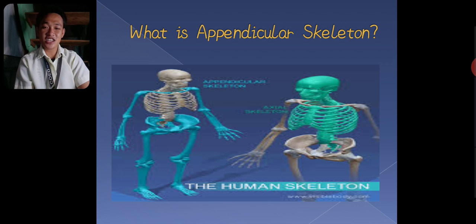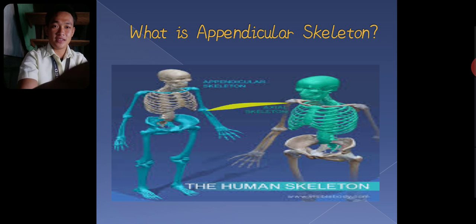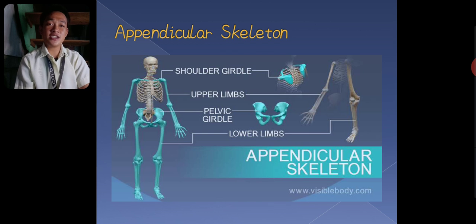So, kung sa kanina ay axial is form of the central axis of the body. So, sa appendicular naman consists of the pectoral and pelvic girdles, the limb bones, and the bones of the hands and feet. So, appendicular skeleton, meron dito na shoulder girdle, upper limbs, pelvic girdle, lower limbs. So, sa appendicular skeleton is one of the two major divisions of the skeleton. The other being the axial skeleton. So, the appendicular skeleton is comprised of the upper and lower extremities, which include the shoulder girdle and pelvis.